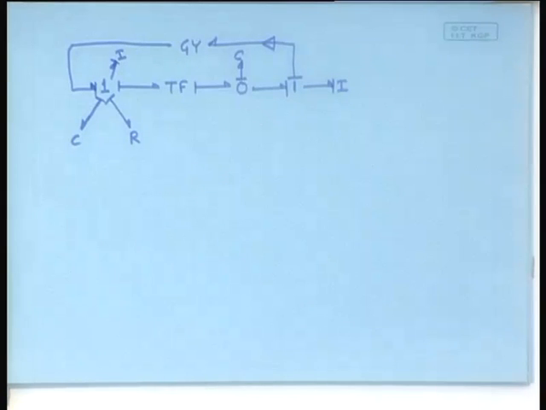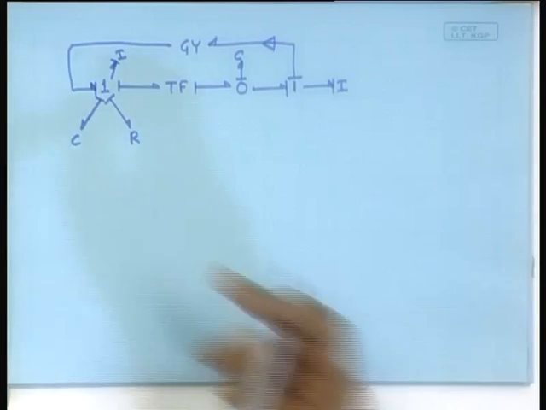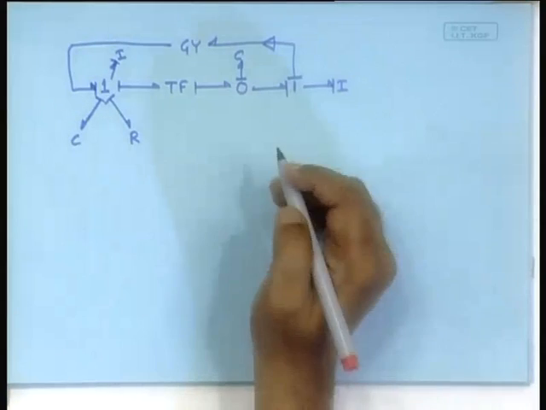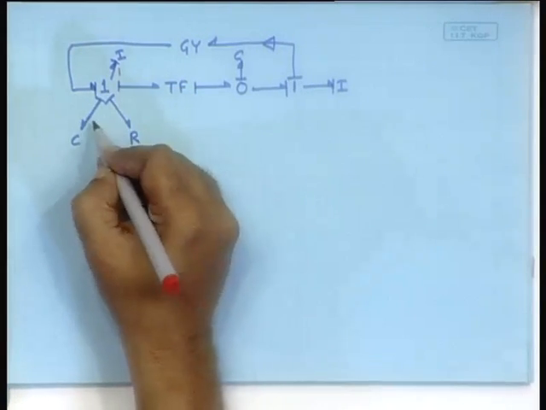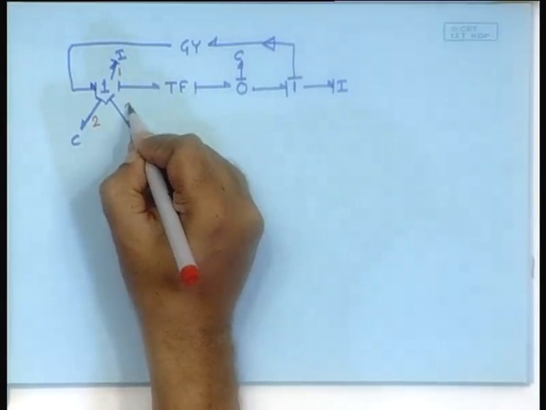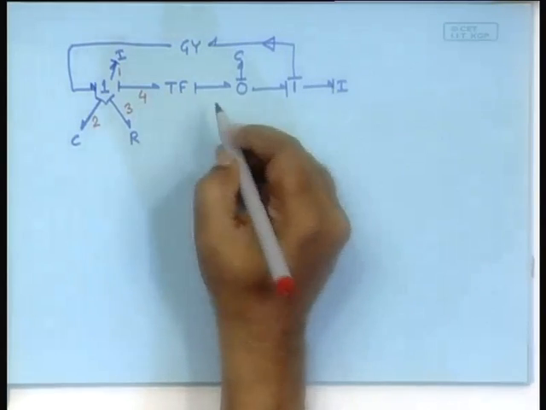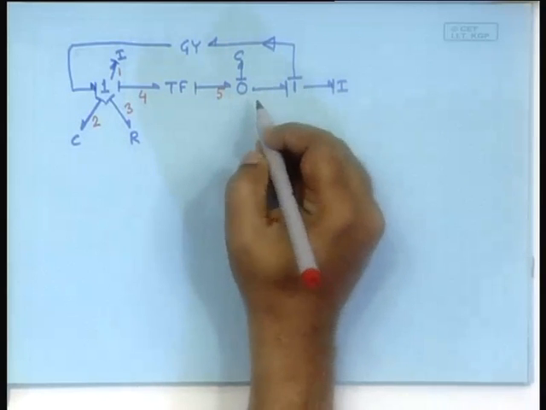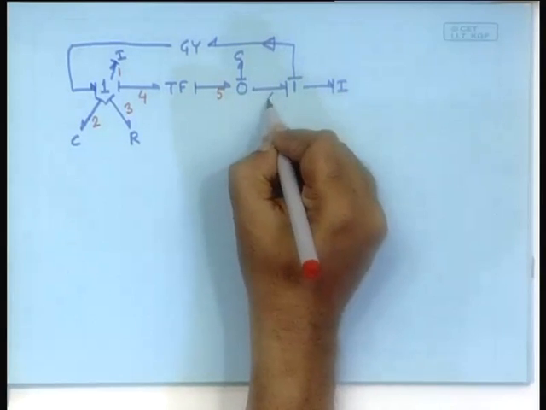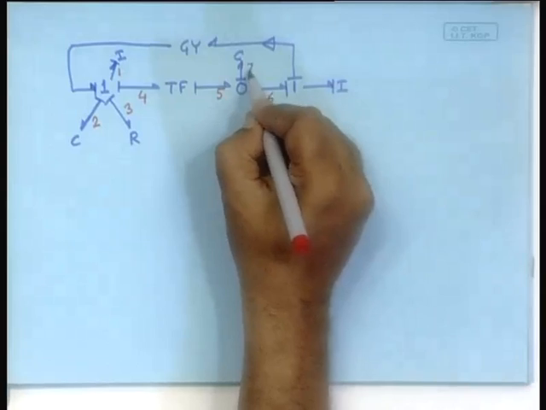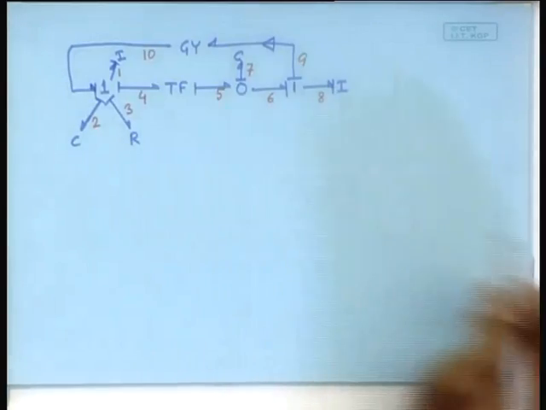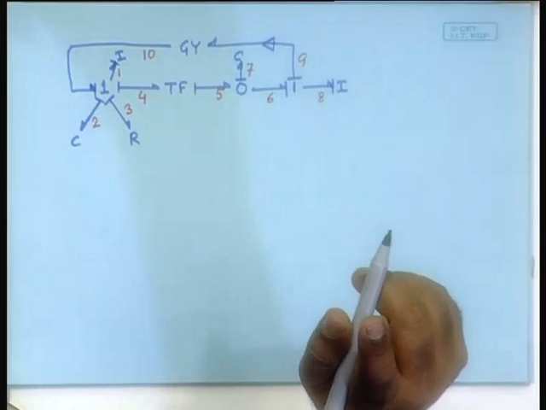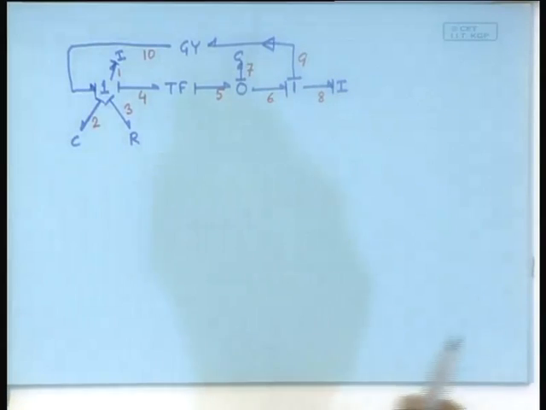I'll give the numbers in another color, so that otherwise it will be too jumbled. 1, 2, 3, 4, 5, 6, 7, 8, 9 and 10. Okay, all of them done.